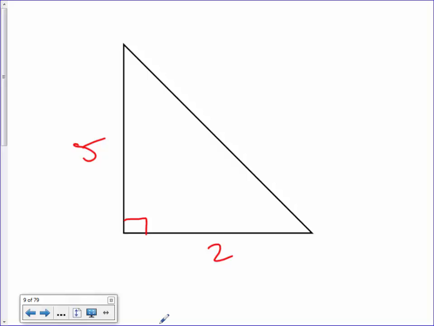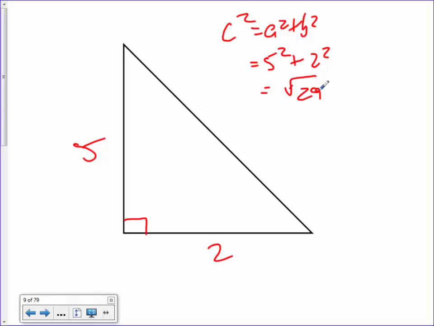Let me do the angles first. Actually, no, let's do the other side first. How can I find the other side? Yeah, Pythagoras' theorem, I think you guys know it as. Have I used that word already, Pythagoras' theorem? Like c squared equals a squared plus b squared. We should be able to find the other side by doing 5 squared plus 2 squared. It's the square root of 29.